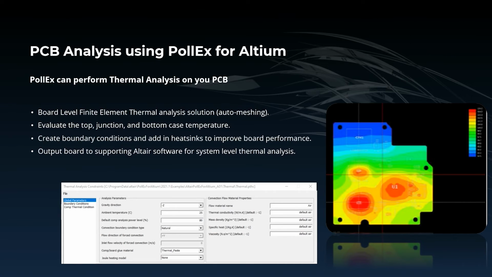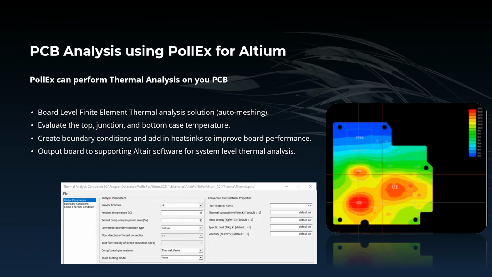The other tool that's available right when you download the PollEx for Altium extension is our thermal analysis tool. This provides board-level finite element thermal analysis, and this is done using an auto meshing solution. You're able to evaluate the top, the junction, and bottom case temperatures, giving you a chance to understand what's happening throughout the full PCB section of the board. For our full version, you're able to create boundary conditions and even add in heat sinks in order to improve board performance. This is important, again, because we're able to simulate the results and also simulate our way through that iterative process of finding the best use case conditions that can help at a system level.